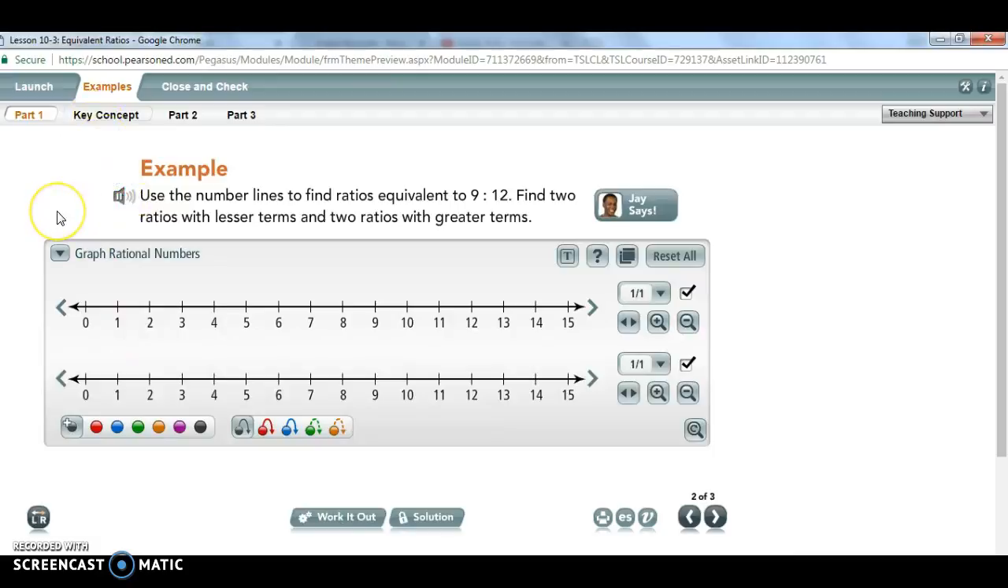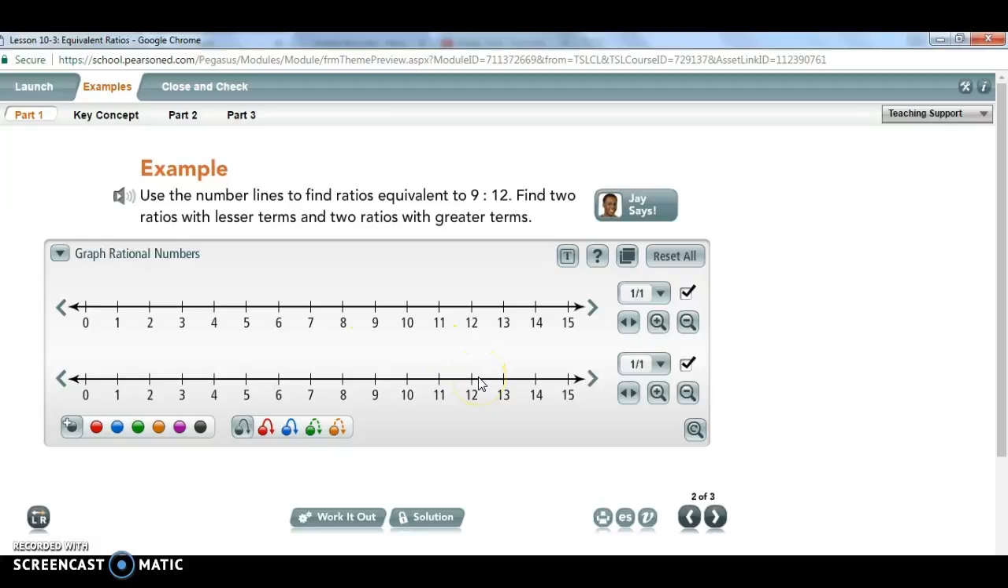Use the number lines to find ratios equivalent to 9 to 12. Find 2 ratios with lesser terms and 2 ratios with greater terms. In order to do this, I have my 2 number lines. However, I need to make it so that my number lines match up 9 and 12. So right now, if I find 9 on my first number line and find 12 on my second number line, they are not lined up with each other.